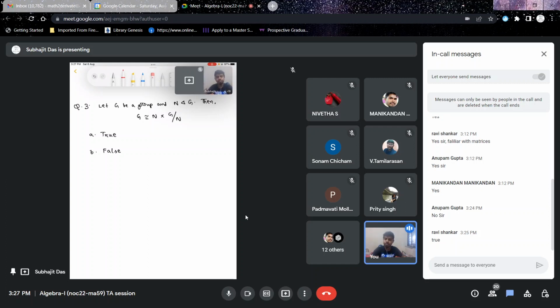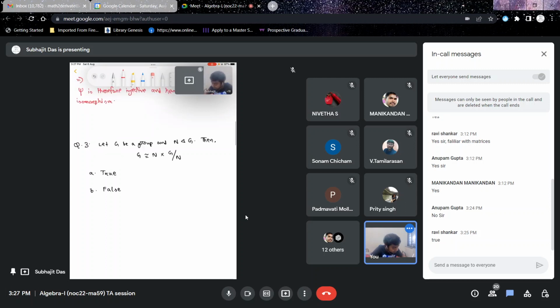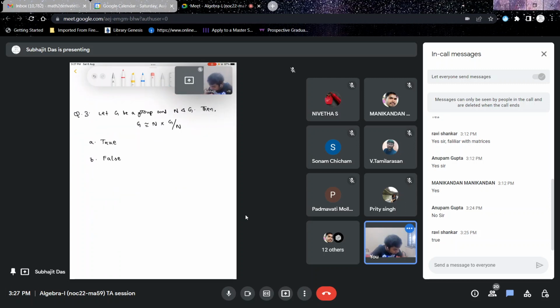It's very tempting to say that it will be true, but it is actually false. Unfortunately, it's false, and a simple counterexample is this one. Take G to be equal to Z4 under addition, which is the cyclic group of order 4, and take the normal subgroup N to be equal to the class of 0 and the class of 2. It's a subgroup of Z4 of order 2, and it's a normal subgroup because G is abelian, so any subgroup will be normal. So in particular N is normal.